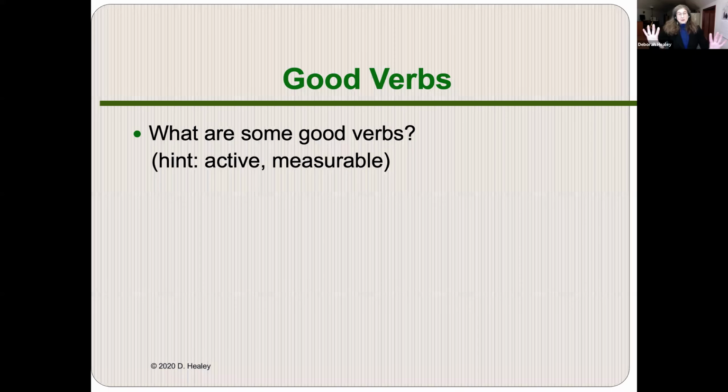Not yet, not yet. First, I want them to think about verbs. So what are some good verbs? What are some things that are active and measurable? It's not a test. It's okay. So for example, in the chat, if you can see the chat, you'll type things like spell. Spell is a very active verb. Draw is another active verb. So please take a moment, and if you can, type a couple of active verbs in the chat.